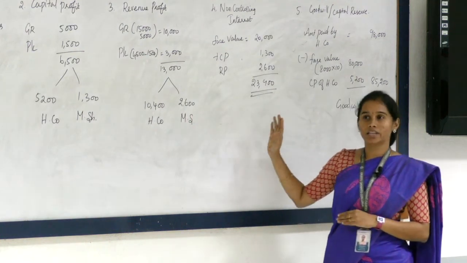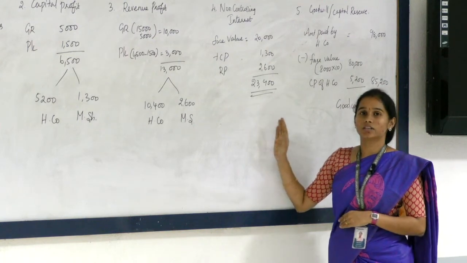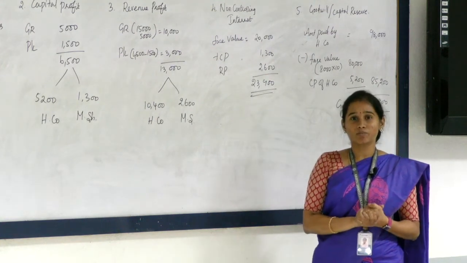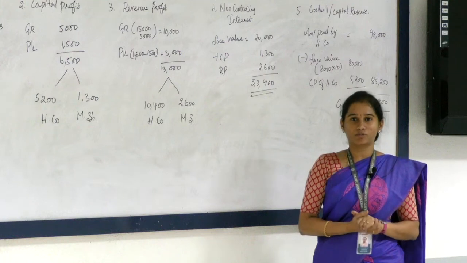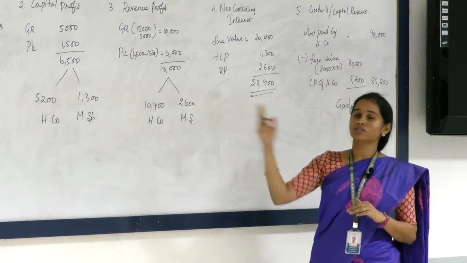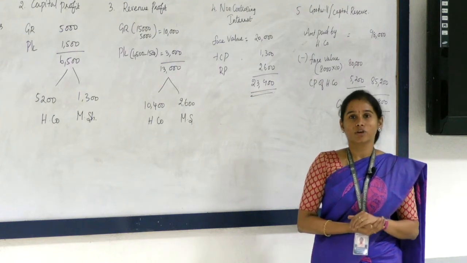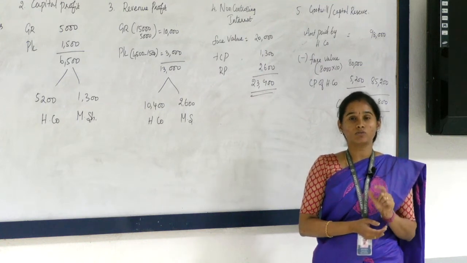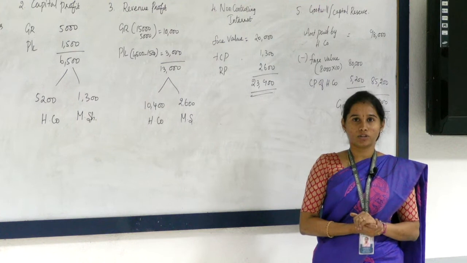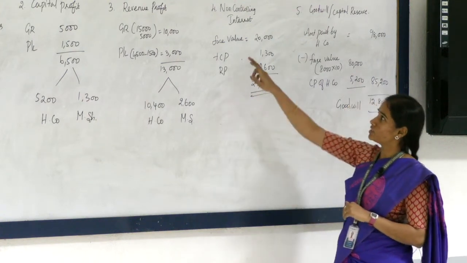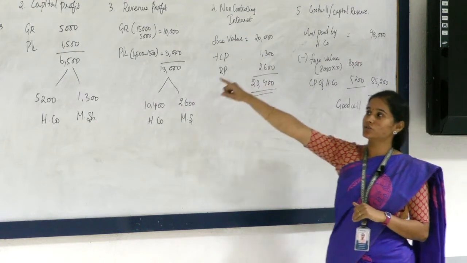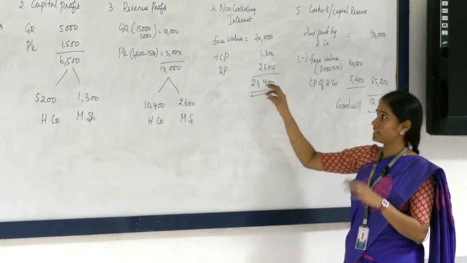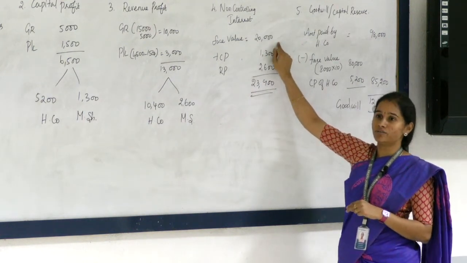And moving on to the next step. The fourth step is non-controlling interest. Non-controlling interest means the holding company has not purchased all the shares of the subsidiary company. Likewise, here 2,000 shares are held by the minority shareholders. So, in the consolidated balance sheet, we have to ascertain the liability towards the minority shareholders. How to ascertain that? First, the face value of minority shares: 2,000 shares at rupees 10 each, so 20,000 will be the face value of shares.